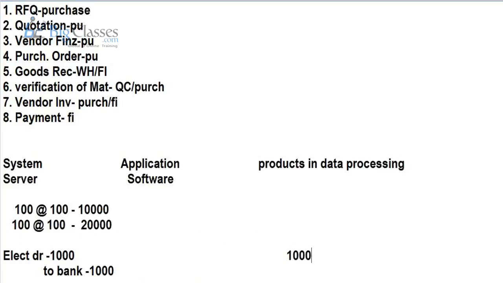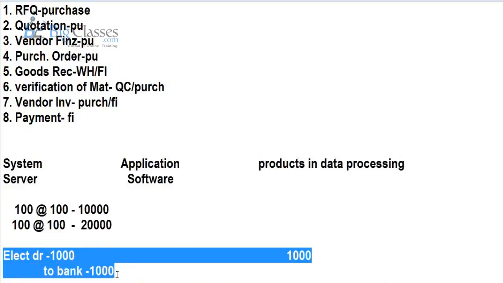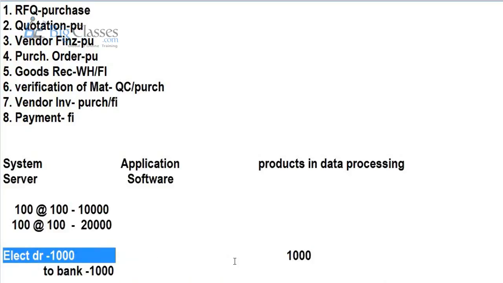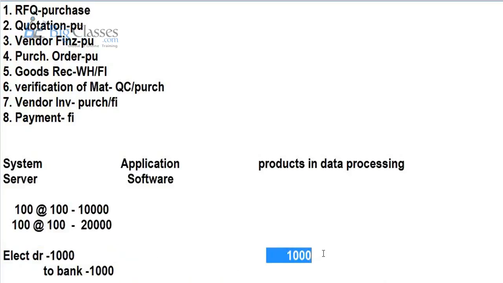In manual system, if you are working in manual system or any software, first you have to record this transaction, this electricity, part of profit and loss. You will post this ledger as for profit and loss purpose. Again, you have to record this transaction to calculate the cost of production.